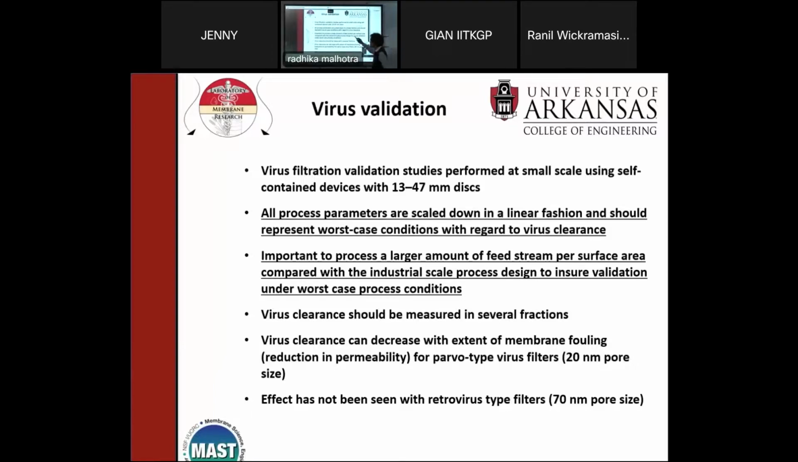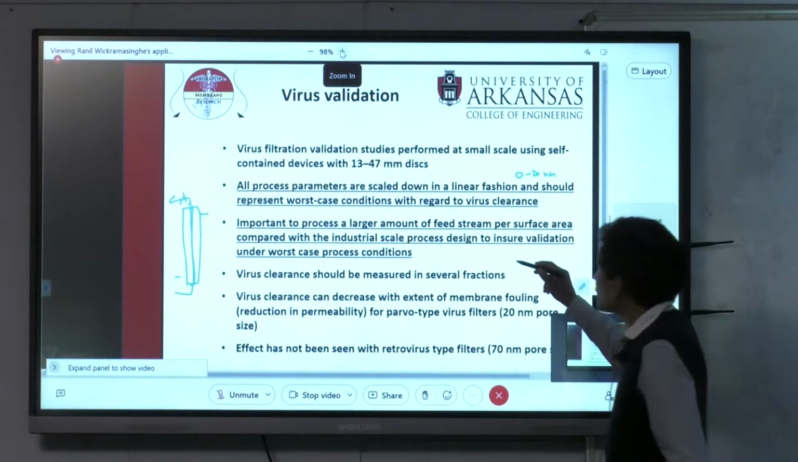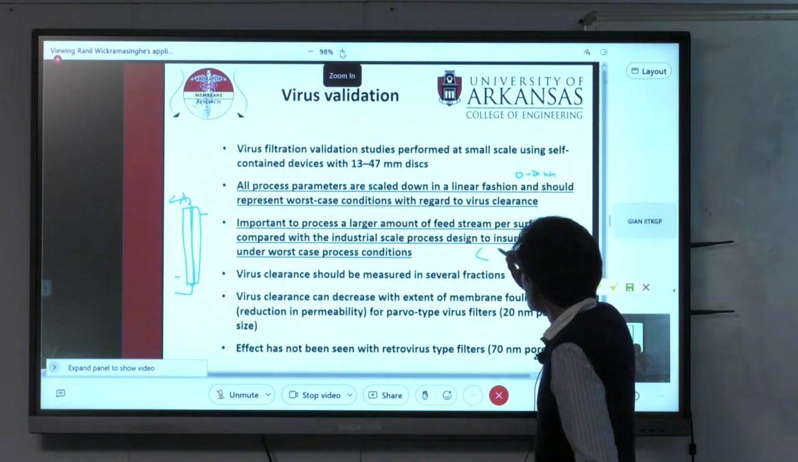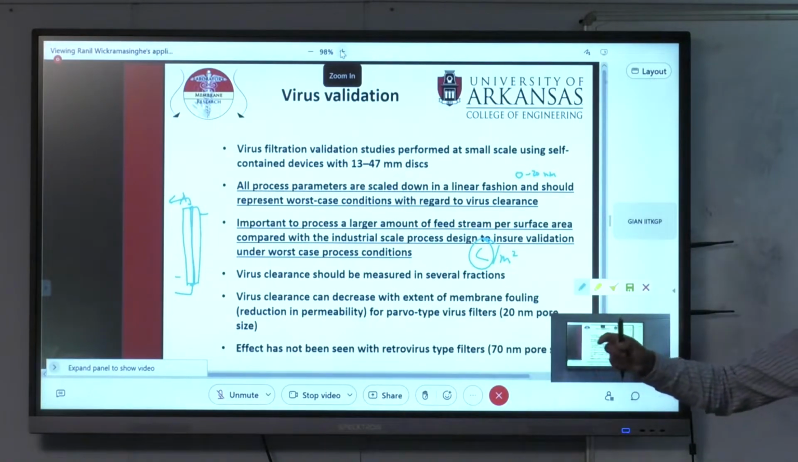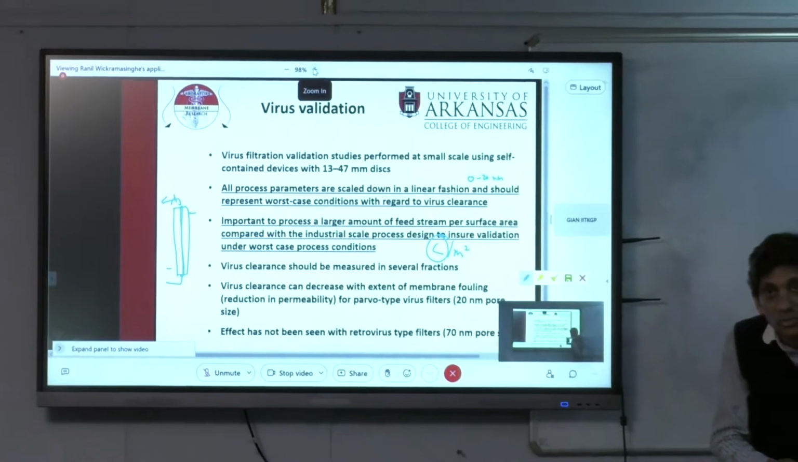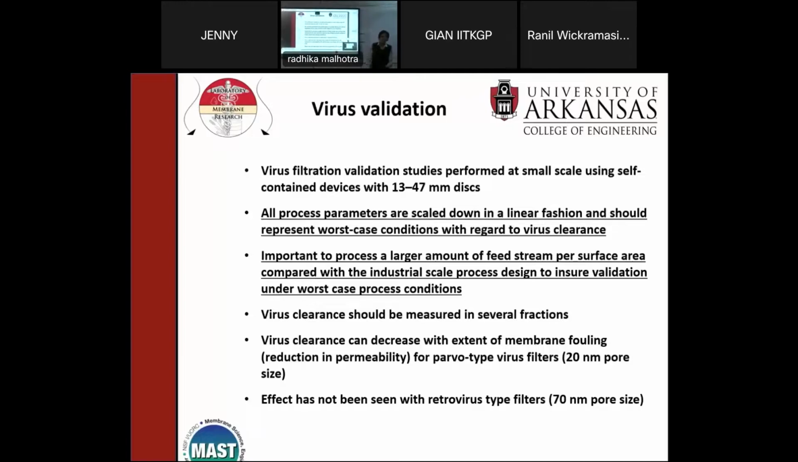It's important to process a large amount of feed stream per surface area compared with the industrial scale, so the scale-down process design ensures validation under worst-case conditions. All that means is that we scale this based on liters per square meter of membrane surface area. This is the amount you're going to pass through the virus filter per membrane surface area. So you have your manufacturing facility, you have 10,000 liters, whatever it is, and you determine how much membrane surface area you want, right? And then you scale down. So your small-scale test using these 10 square centimeter filters, typically we are using about 300 ml of feed, but that is scaled down from manufacturing levels, okay? So everything has to scale.